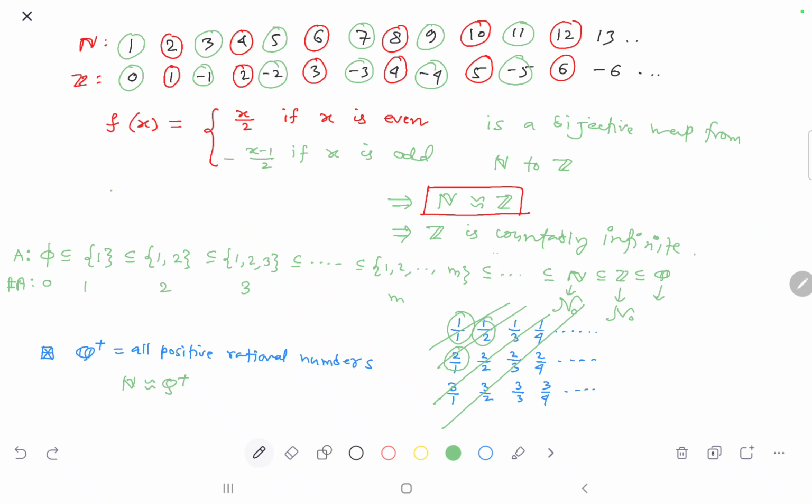Also, from Q plus to Q minus we can give a bijective map, x goes to minus x. So basically from N to Q minus we have a bijective map. So Q plus is countable and Q minus is countable. Now if you take Q plus union Q minus, that is also countably infinite. If you add a finite number of elements to a countably infinite set, it will still be countably infinite. So this is equivalent with N. I'm not going into that detail.